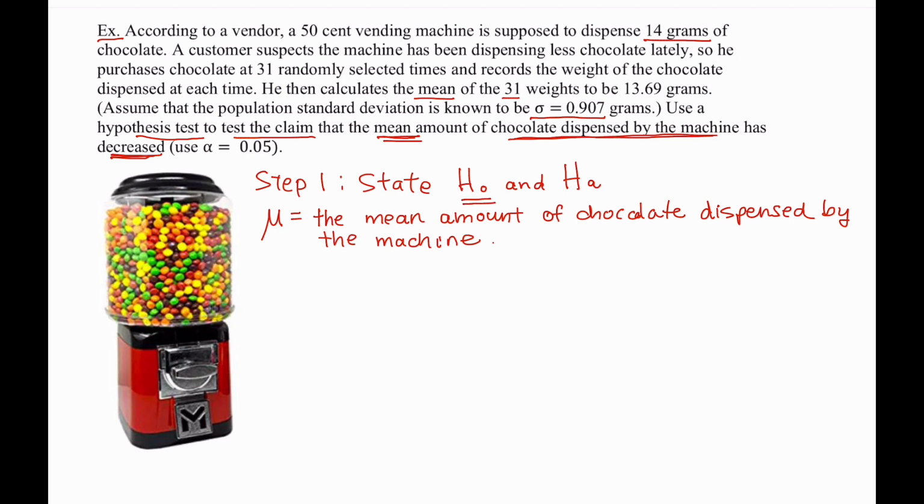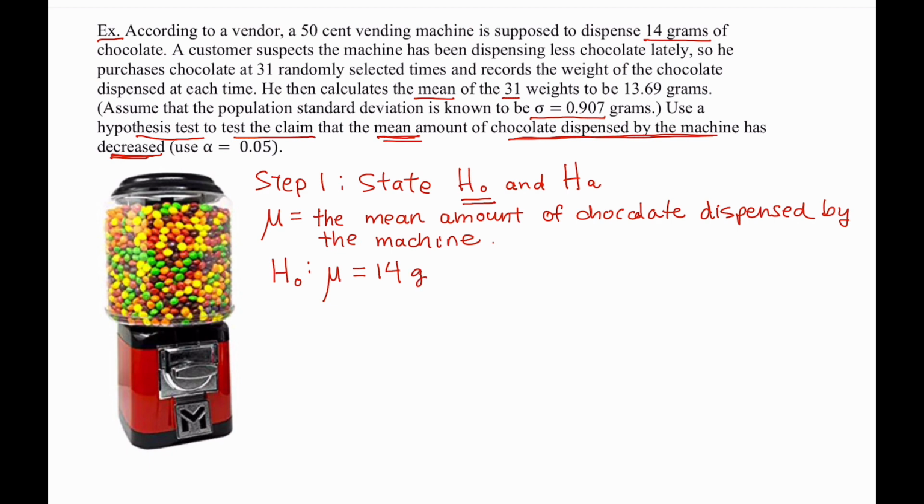null hypothesis is just the hypothesis that nothing is going on. Things are still the same. There hasn't been any changes, status quo. In this case, that would be the idea that the amount of chocolate being dispensed by the machine is still 14 grams. It hasn't changed or decreased. Nothing to be worried about. So in this case, we would say mu is equal to 14 grams.